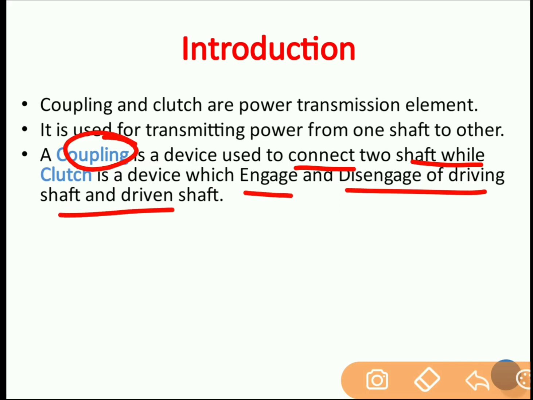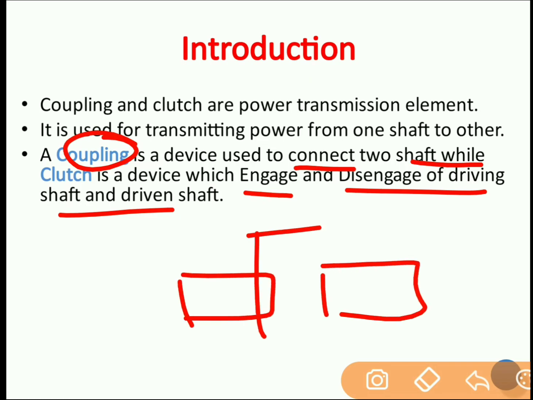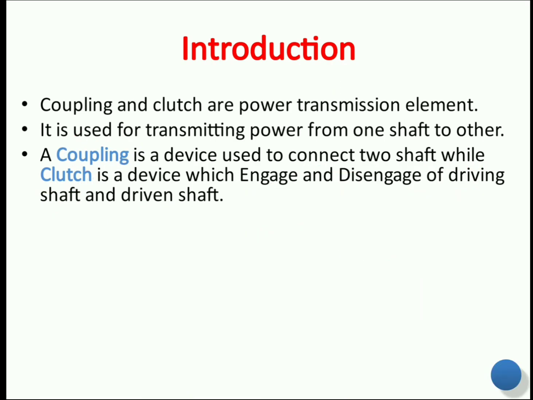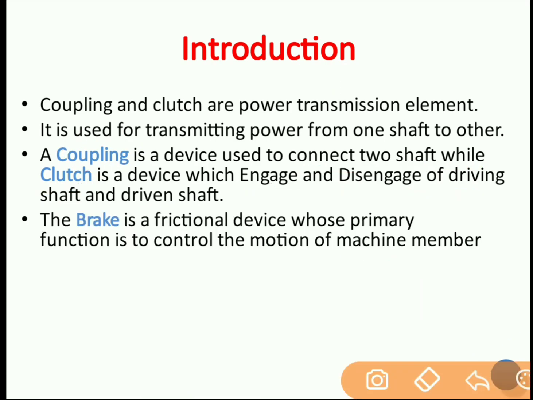So with the help of coupling, we can connect two shafts with the help of certain device. Now clutch is a device which is used to connect or disconnect driving shaft and the driven shaft. Brake is a frictional device whose primary function is to control the motion of machine member. So brake is a device which is used to slow down or stop the motion of machine member with the help of friction.